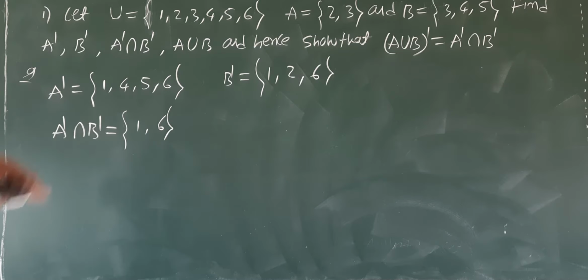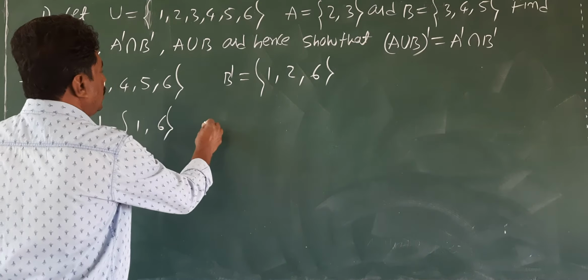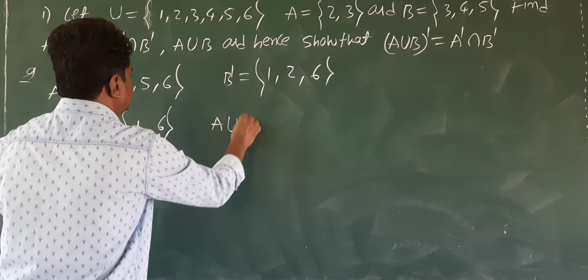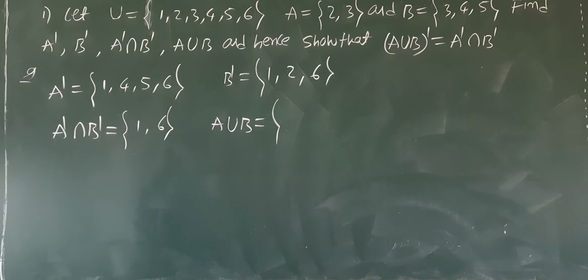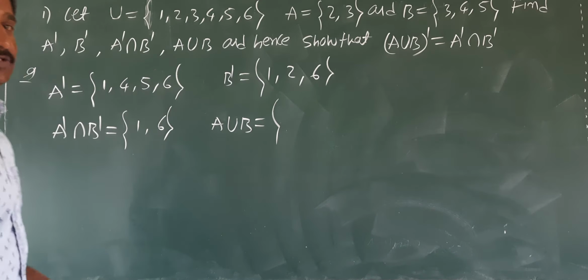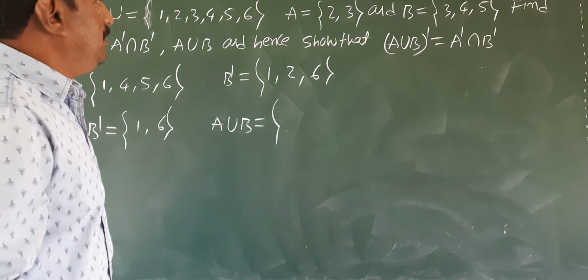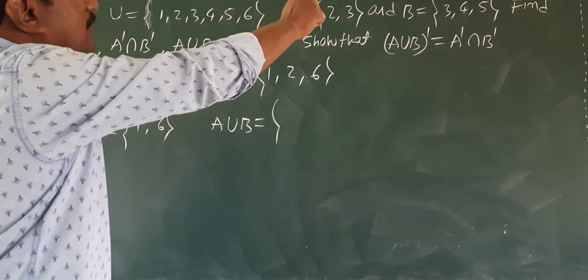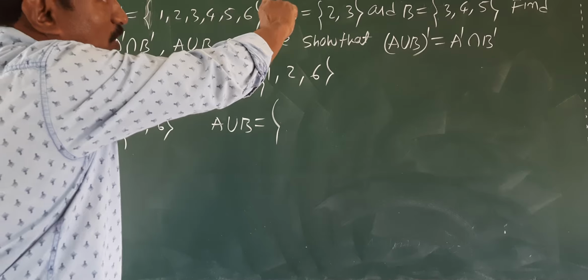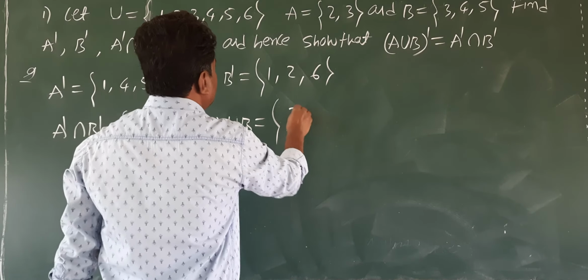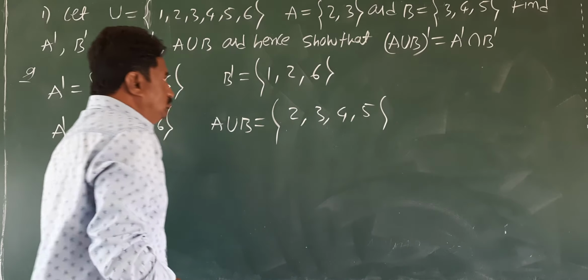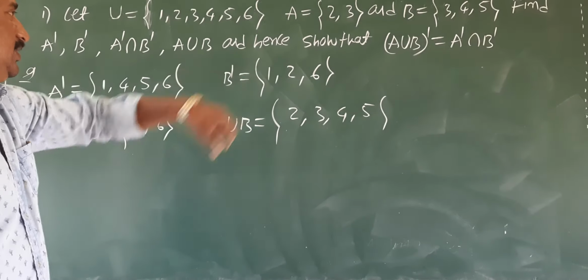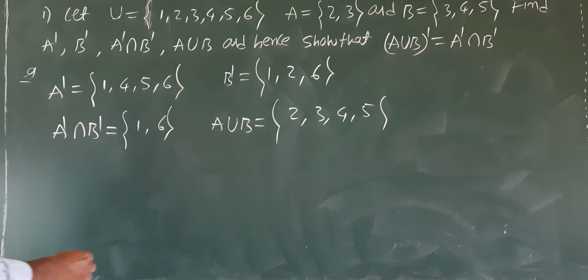Now you find out A union B. Uniting means collecting elements from both A and B. So 2, 3, 4, 5. Now let's go for proving that A union B whole dash.